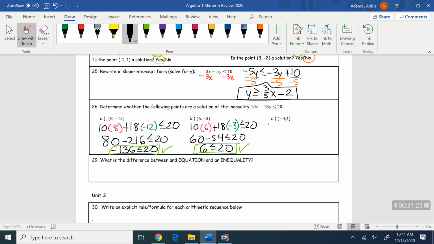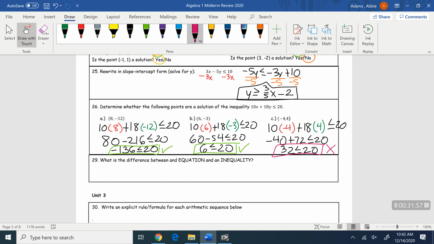And our last one gives us 10 times negative 4 plus 18 times positive 4 is less than or equal to 20. So that's going to give me negative 40 plus 72 is less than or equal to 20. That says 32 is less than or equal to 20, which is not true. So this is not a solution.